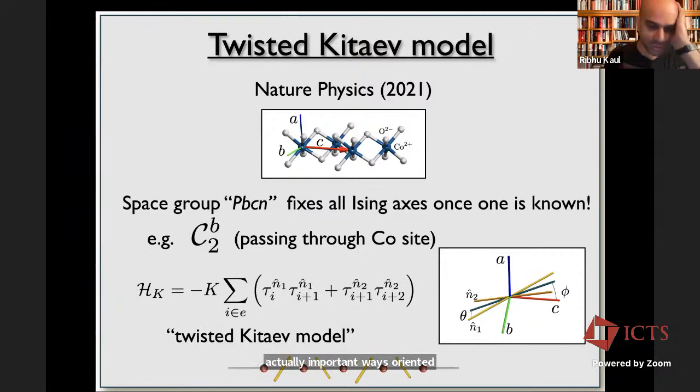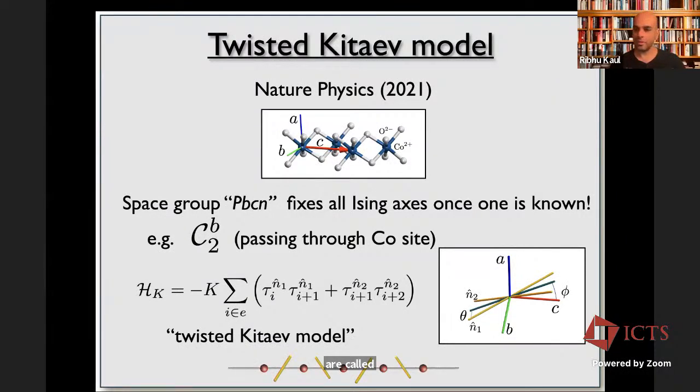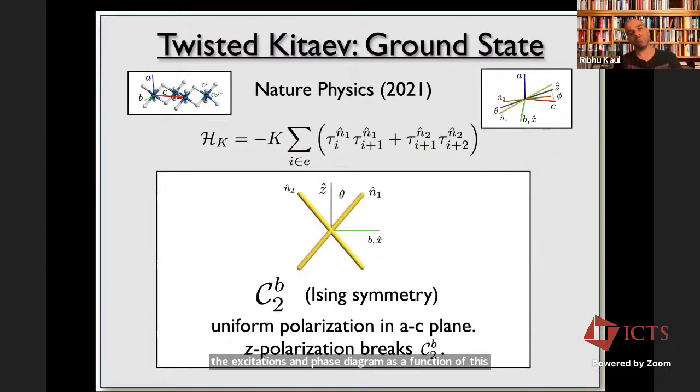So we call this model the twisted Kitaev model, and it is basically an Ising model which has alternating Ising axes which are not perpendicular to each other. They're determined by some angle which I'll call theta. And the question is, what are the excitations and phase diagram as a function of theta? So this is a very simple many-body problem. You have this Ising chain, and again, physically, when you do this rotation about a cobalt site, you interchange the even and odd bonds.